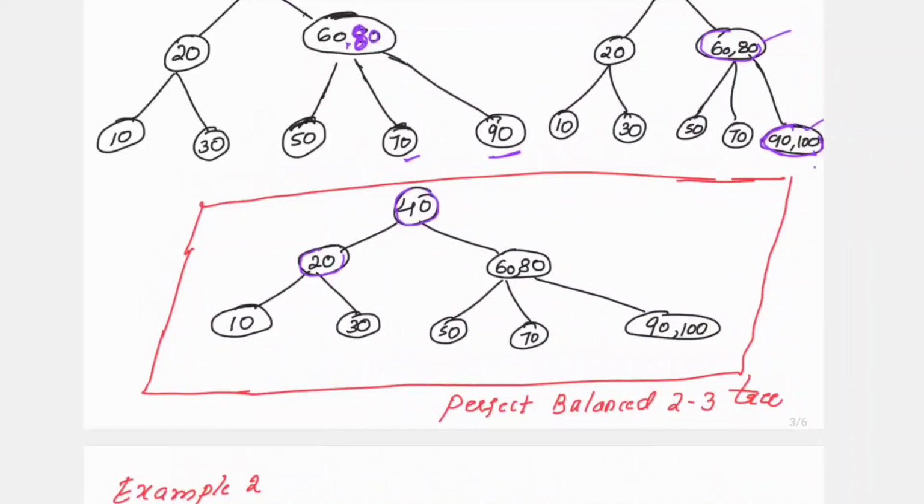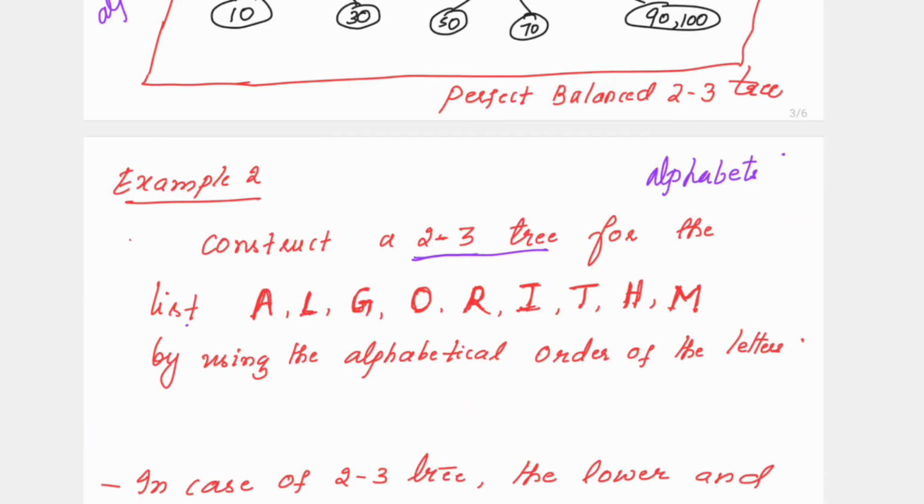One more thing is, 2-3 trees need not be carried out only on numbers, you can also carry out on alphabets. Construct a 2-3 tree for the list ALGORITHM. So what is the procedure that has to be followed? Whenever alphabets are given, you just follow the same procedure as you carry out for the numbers, but here you will be using the alphabetical order of the letters.